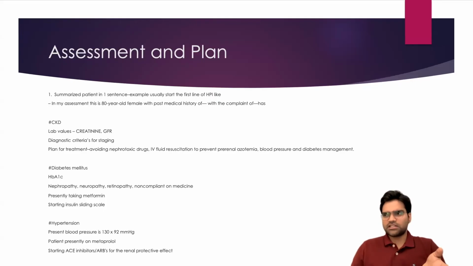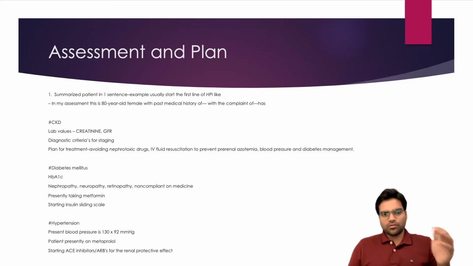So if the patient's GFR is 30 or 25, then you have to mention which stage of CKD the patient is in. And then you have to mention the plan for treatment after assessment. If the patient has CKD, you have to avoid nephrotoxic drugs. You have to give IV fluid to prevent pre-renal azotemia, and also manage blood pressure and diabetes. All these things you have to manage to preserve the function of the kidney.